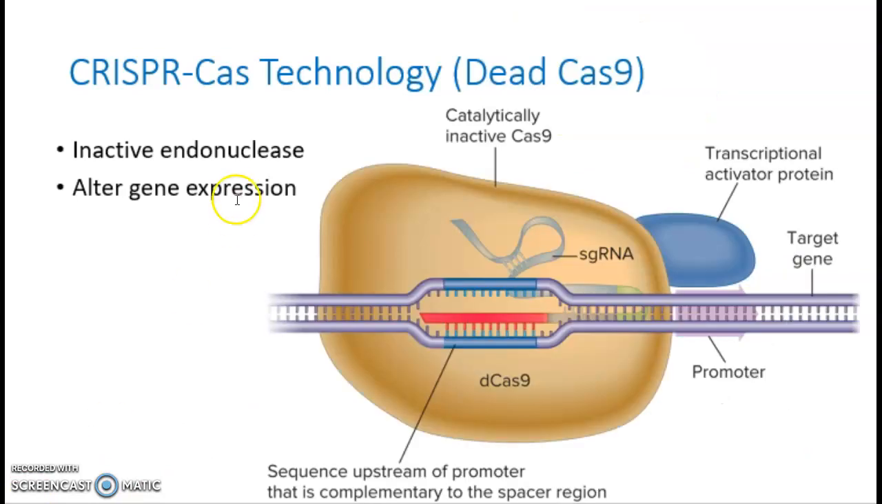Another thing scientists have come up with is using a dead Cas9. And so now in this case, that endonuclease is inactivated, meaning it can't introduce a double-stranded break. So then you might ask, well, what is it used for then, right? Well, you link that Cas9 to a transcriptional activator protein. And in doing so, you don't alter the gene sequence, but you alter gene expression. So this can then be used to increase gene expression, to increase the levels of transcription. Okay, so you don't change the sequence, but you do alter gene expression.